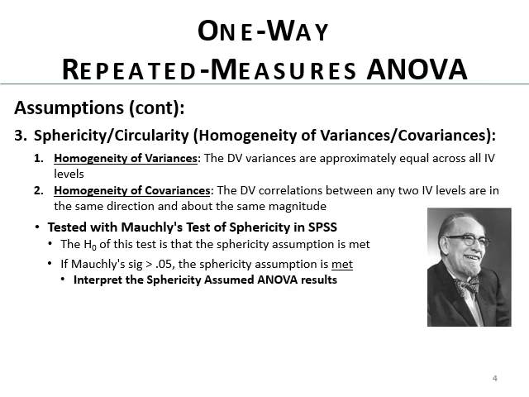However, you will interpret the sphericity assumed ANOVA results. The line that says sphericity assumed is what you'll use to interpret your ANOVA if Mauchly's sig is greater than 0.05. All right, here's a however. If Mauchly's sig is less than 0.05, that means you violated the sphericity assumption.